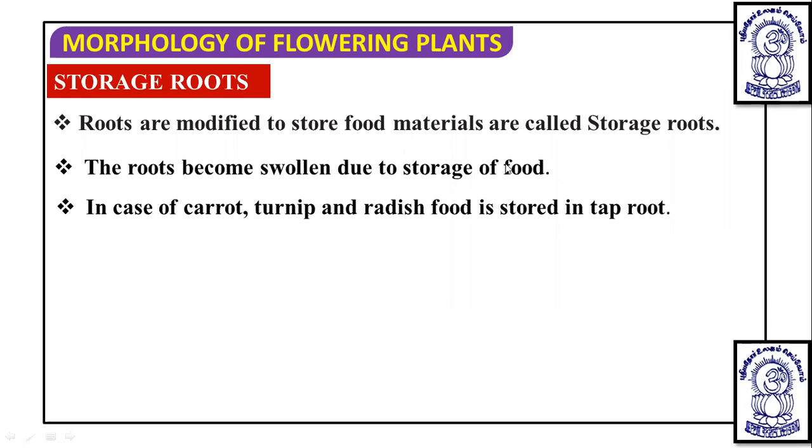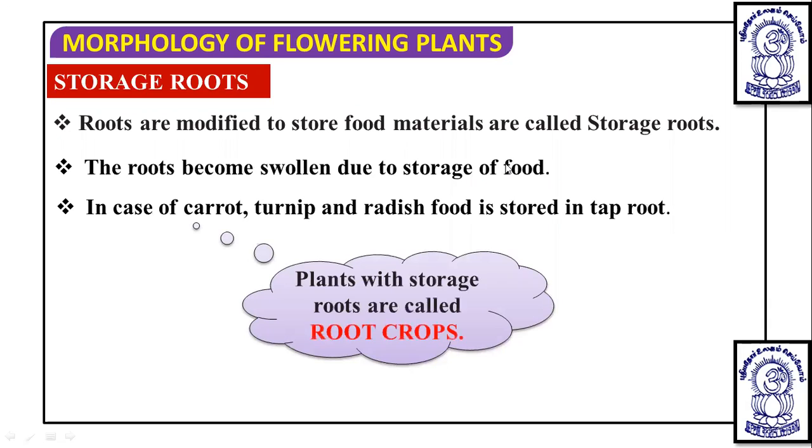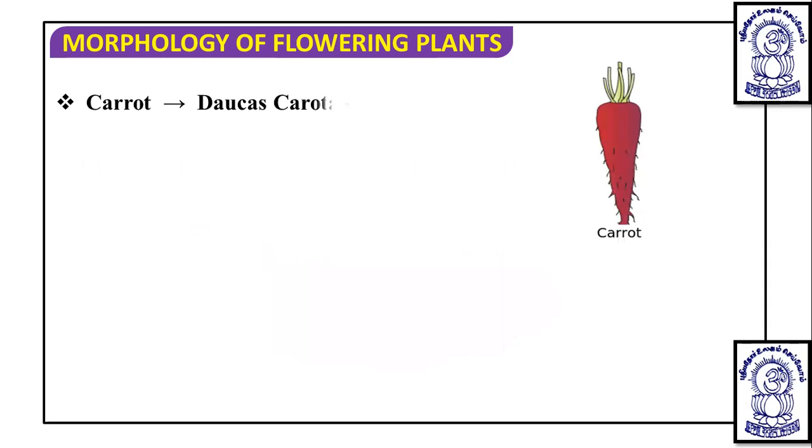If we take an example of different taproots modified for the storage of food, in the case of carrot, turnip, and radish, this type of food-storing taproot is found. So plants with storage roots are called root crops, meaning their edible part is the root, so they are known as root crops. When we talk about the different modifications of taproot for the storage of food, first we are going to understand the conical roots.